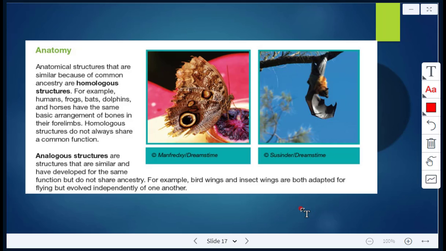And analogous structures are structures that are similar and have developed for the same function, but they don't share ancestry. So for example, bird wings and insect wings are both adapted for flying, but they evolved independently of one another.